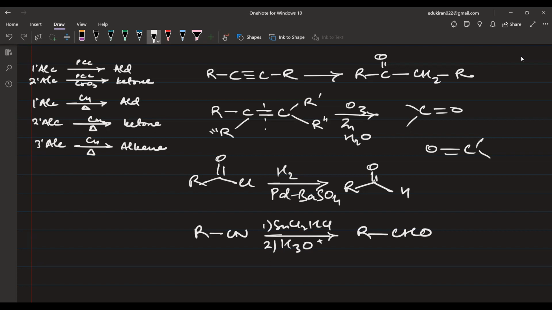So we have done plenty of reactions today. Try to rewrite all the reactions on your own, and then we will start with some more methods of preparation of aldehydes and then methods of preparation of only ketones in the next class.